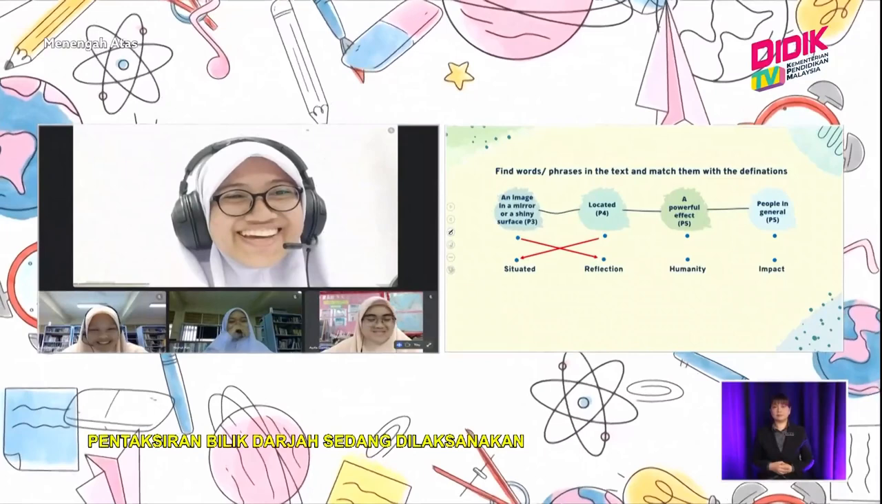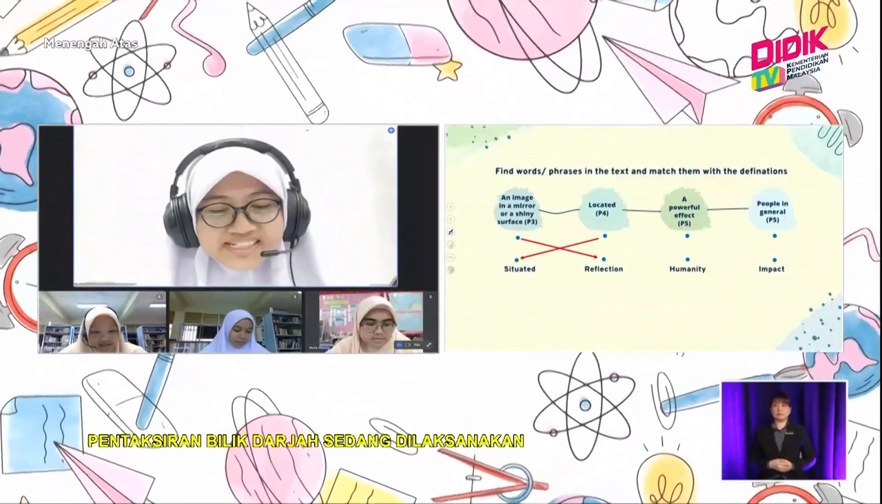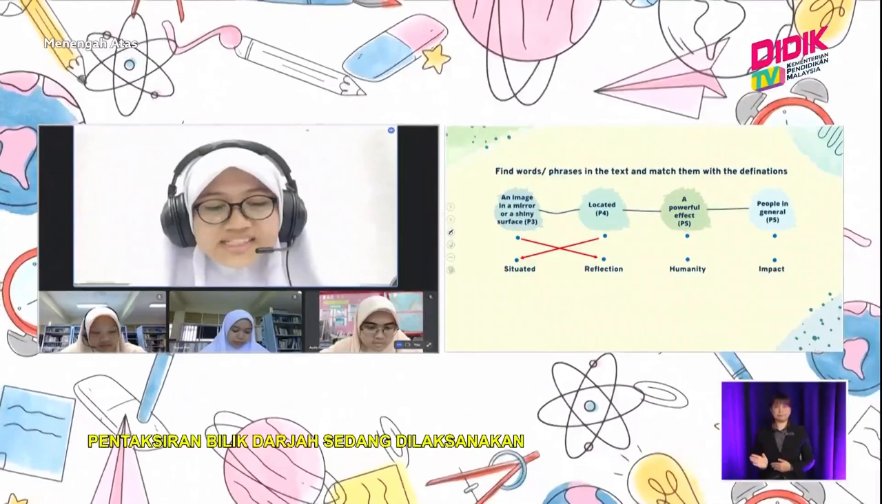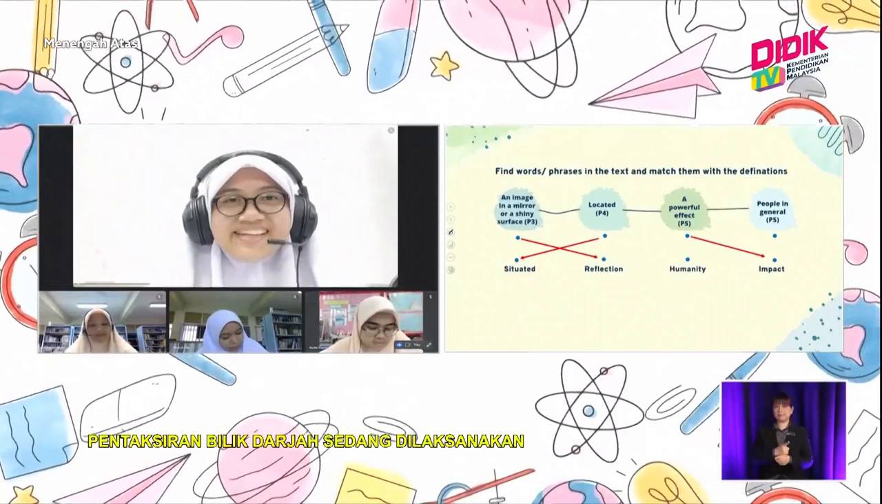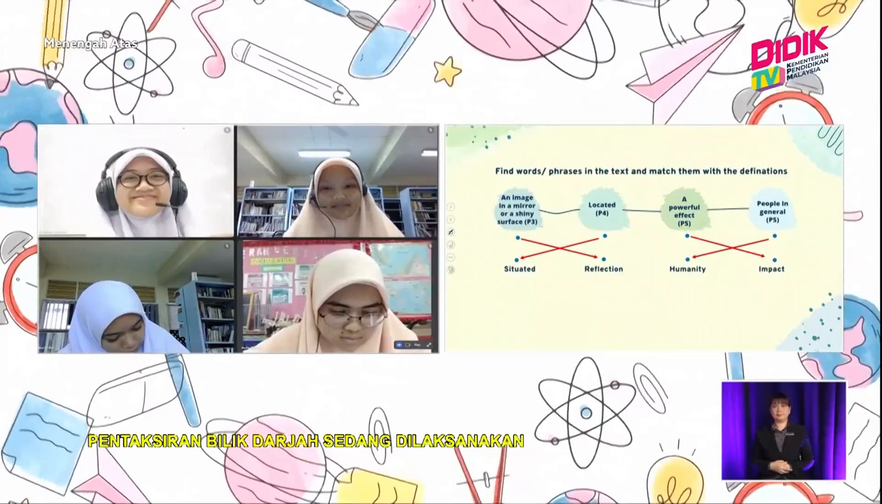Okay. A powerful effect, the definition is impact. And people in general, the definition is humanity. Are you sure with your answer? Yes. Okay, let's take a look. Yes, correct. A powerful effect means impact. And last but not least, people in general is humanity.